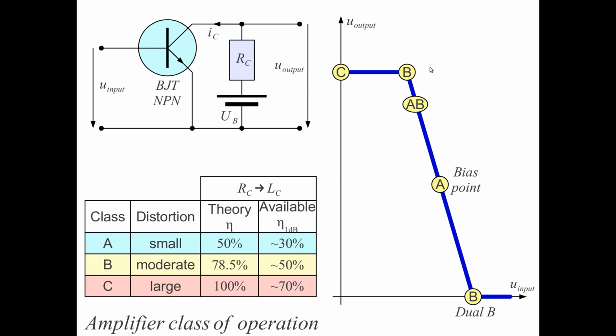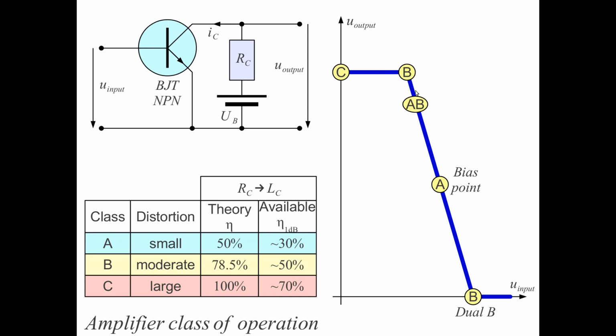A subvariant of Class B is Class AB, just because of this knee in the transfer curve. We want to avoid this knee and any kind of inaccuracy that can happen in this knee. Class AB is a compromise between Class A and Class B. Actually, since the knee is not accurate, most amplifiers that we call Class B are really Class AB.